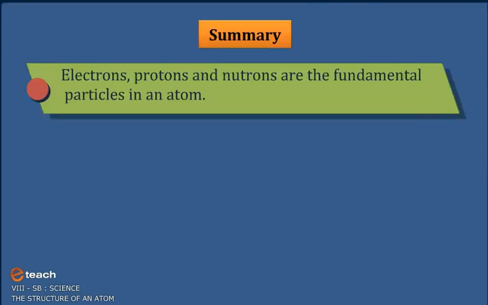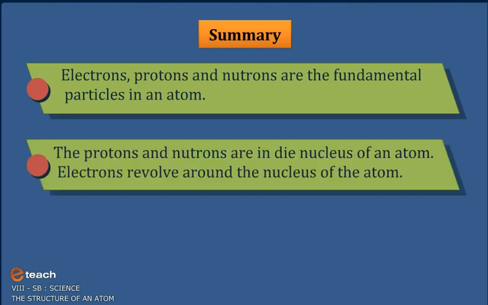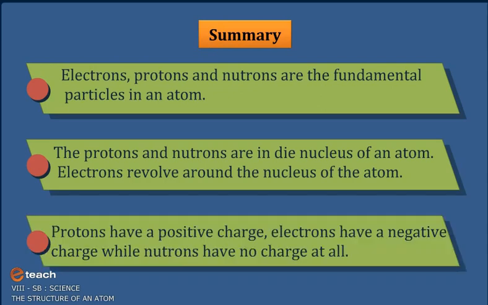Summary: electrons, protons, and neutrons are the fundamental particles in an atom. The protons and neutrons are in the nucleus of an atom. Electrons revolve around the nucleus of the atom. Protons have a positive charge. Electrons have a negative charge, while neutrons have no charge at all.